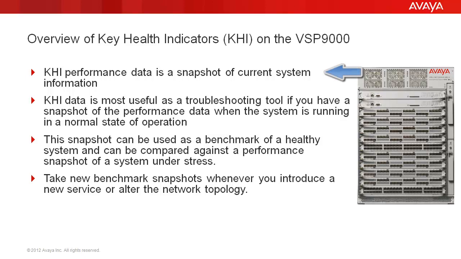KHI performance data is a snapshot of current system information on the VSP9000. The KHI data is most useful as a troubleshooting tool if you have a snapshot of performance data when the system is running in a normal operational state. This snapshot can then be used as a benchmark of a healthy system and can be compared against a performance snapshot when a system is seen to be under stress. Take a new benchmark of snapshots whenever you introduce a new service or alter the network topology in any fashion.